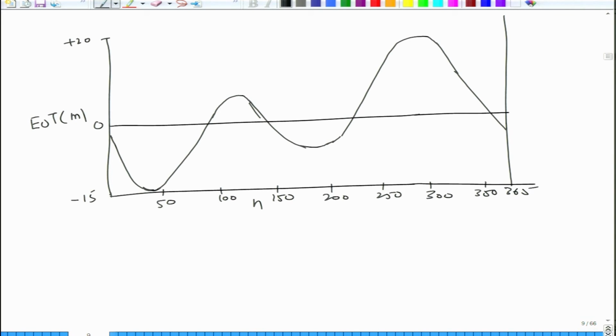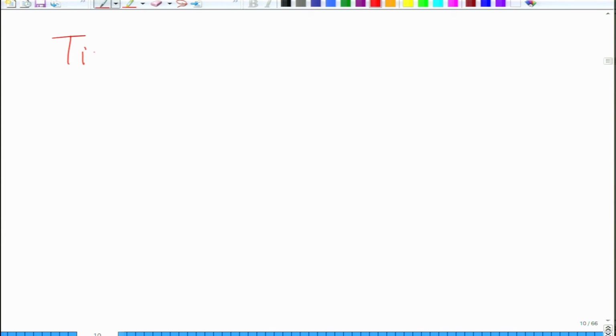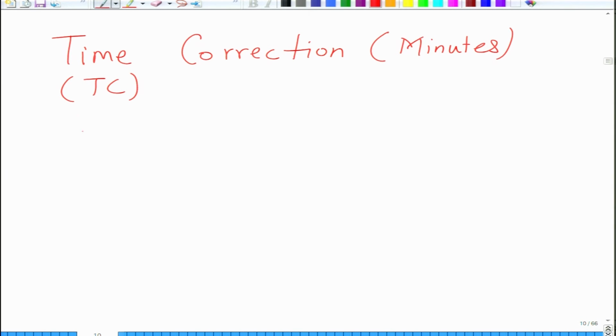For certain times of the year the equation of time will run into negative, and for certain times of the year the equation of time correction will have positive values, okay. So it depends upon the time correction in minutes, which is called TC. Because of longitude variations and for a given time zone we need to correct the time with respect to the local time, okay.